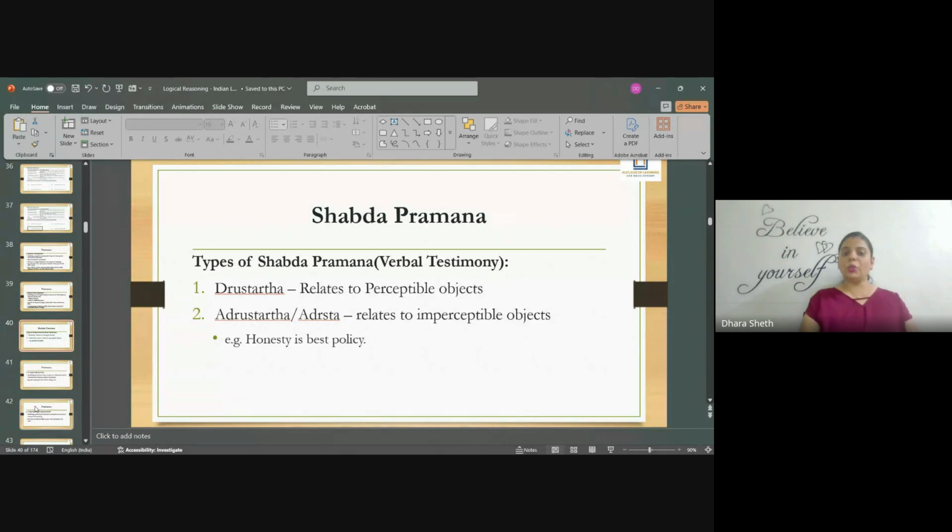Okay. There are two types of Shabda Praman. Drashtarth, which relates to perceptible objects, things that you can see, touch, feel. Adrishtarth or Adrashta, which relates to imperceptible objects. Like honesty is the best policy. If you will study hard for your 12th standard board, your life is set.